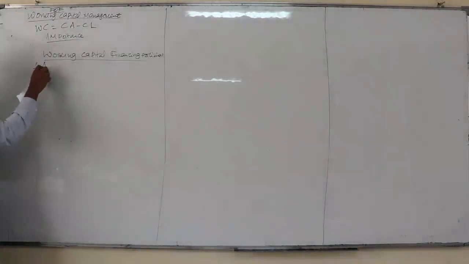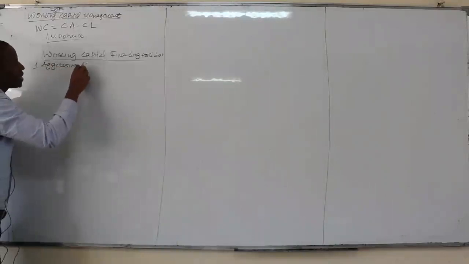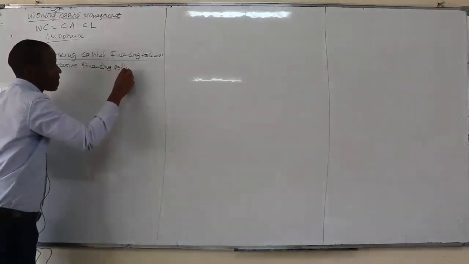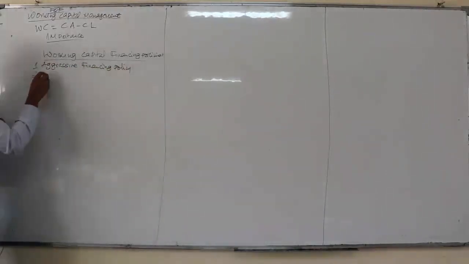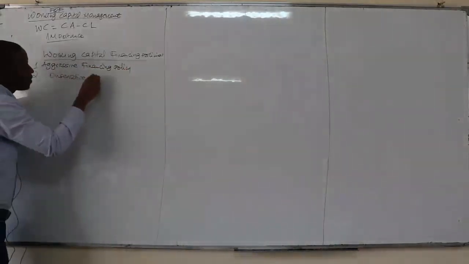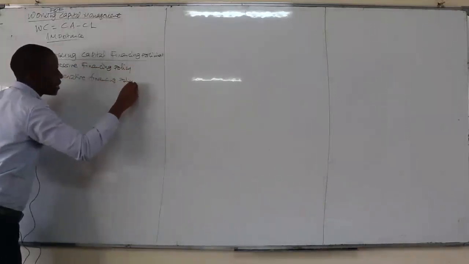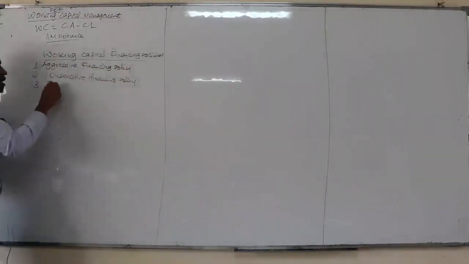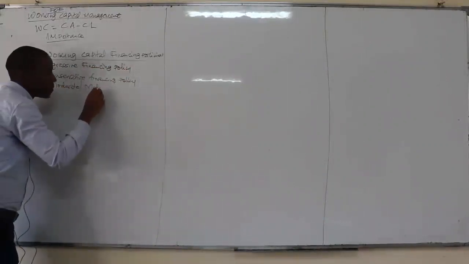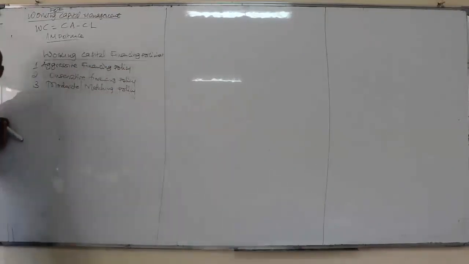We have what we call the aggressive financing policy. Number two, we have the conservative financing policy. And number three, we have the moderate, or in other cases we call it the matching financing policy.